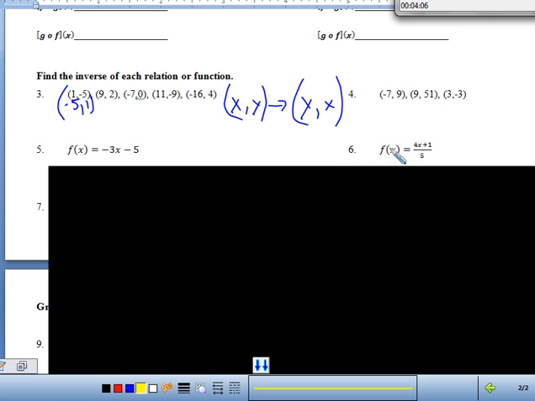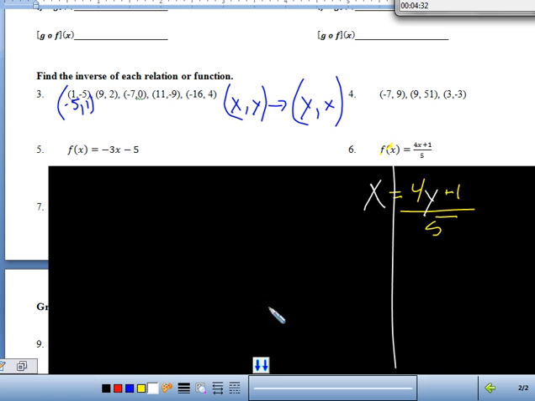I write it out, and I get rid of this function notation. Instead of f of x, I'm just going to replace it with y. So all I've done is replace the function notation f of x with y equals. Now, I do the same thing as in a relation, and I'm going to replace x and y. So where I had y, I now put x. Where I had x, I now put y. And now we just rearrange and solve.